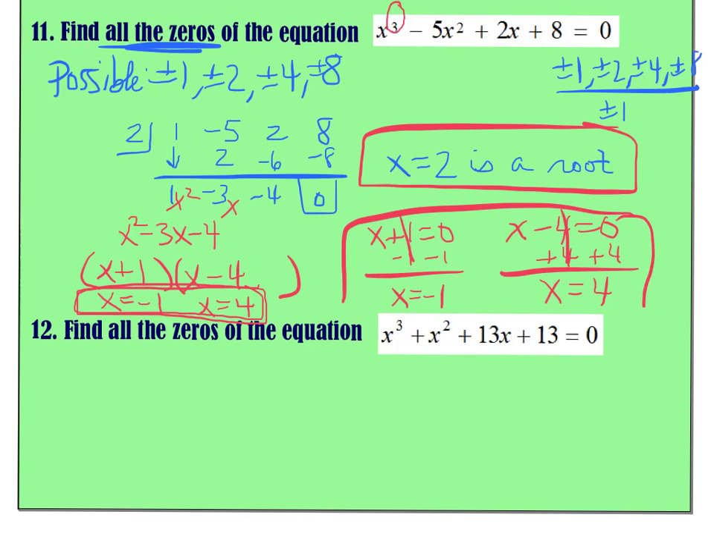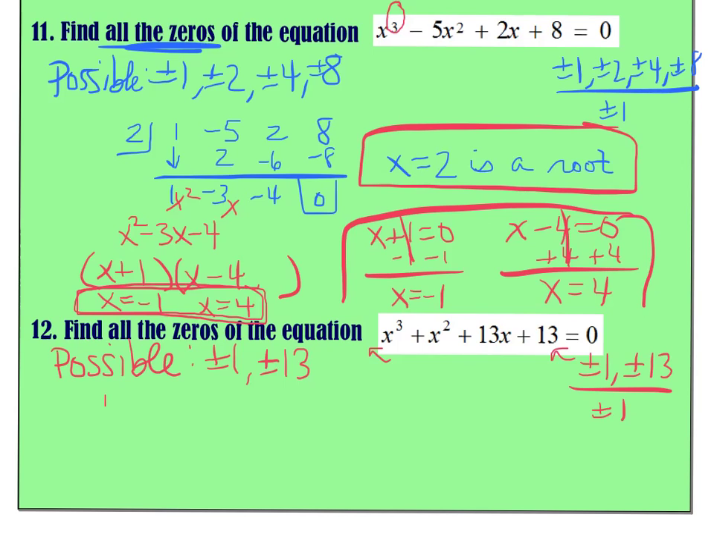We're going to do the same thing again. Factors of my constant. That's just positive 1 and positive 13. There's no other factors. My lead coefficient is positive 1. So my possible roots are plus or minus 1 and plus or minus 13. So I'm going to go ahead through, I'm going to try 1. I'm going to see if 1 will work with synthetic.